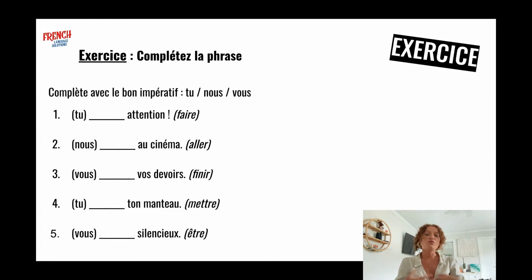Donc, I would like you to see everything. The most important thing is just to remember that if it's not an exception, it's the same as the present tense. So if you know your present, you're good. You just know that you remove the pronoun and you just put the verb straight away. Then you have the verb er when only for tu. Of course, you remove the pronoun tu, nous, vous, but for tu, you remove the s. And then you have the exception with être, to be, et avoir, to have.